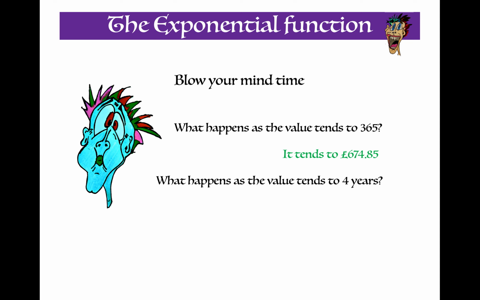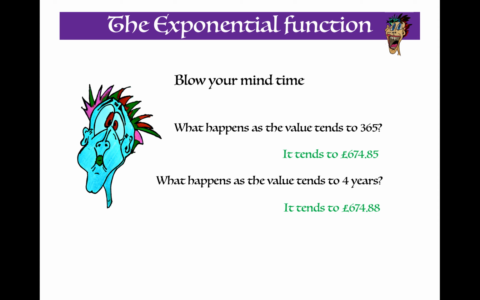Now, time to blow your mind. What happened as the value tends towards 365 days? We saw the value went towards £674.85. What happens up to 4 years? Well, it's only 3p more. So after 4 years, it's £674.88 that she owes afterwards.